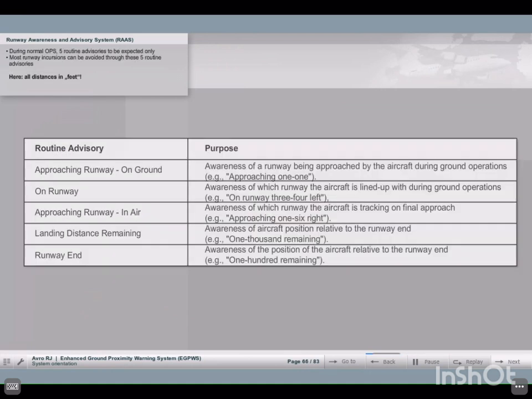During normal operations, the crew would only be exposed to the 5 routine advisories for the entire period between pushback at departure airport and taxi-in at the destination airport. The 5 advisories alone have the potential to address many classic runway incursion scenarios.